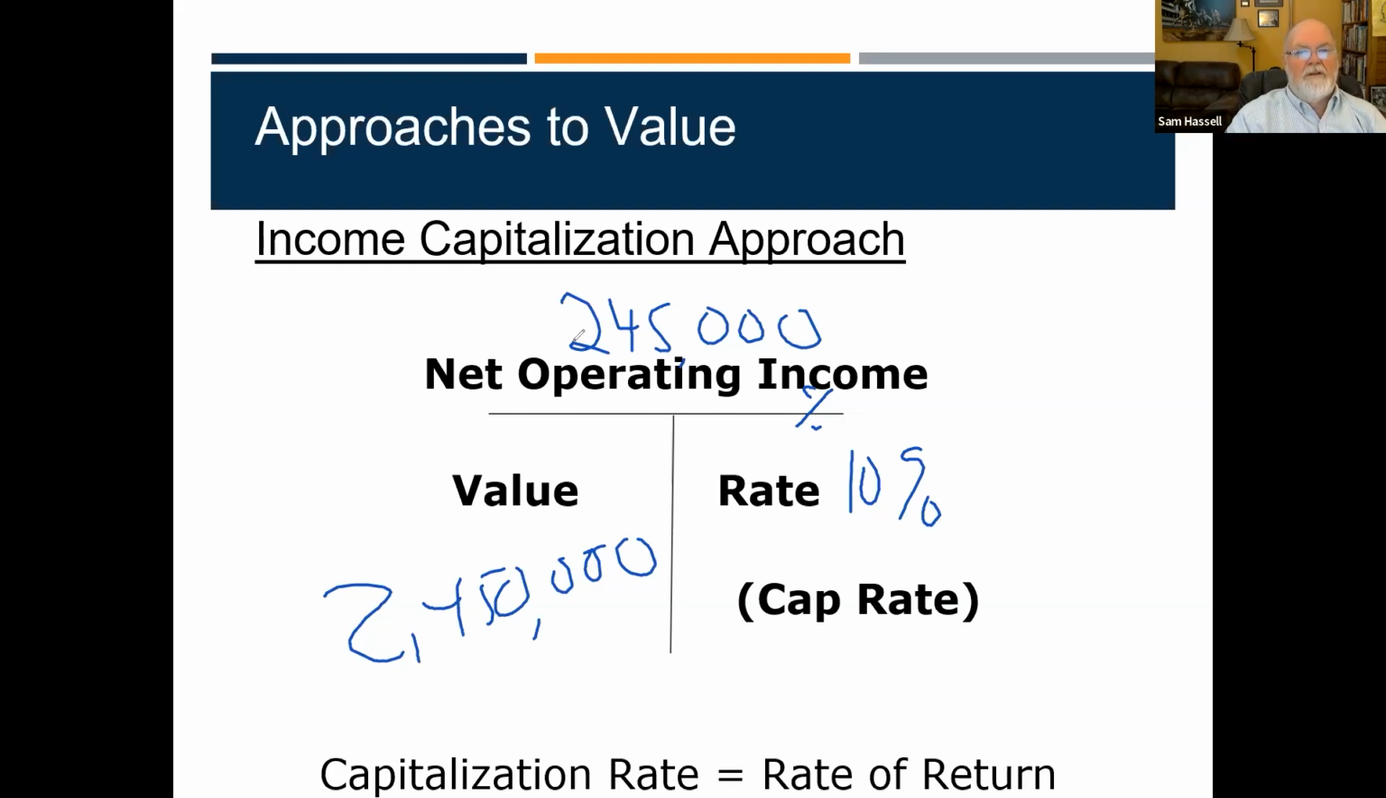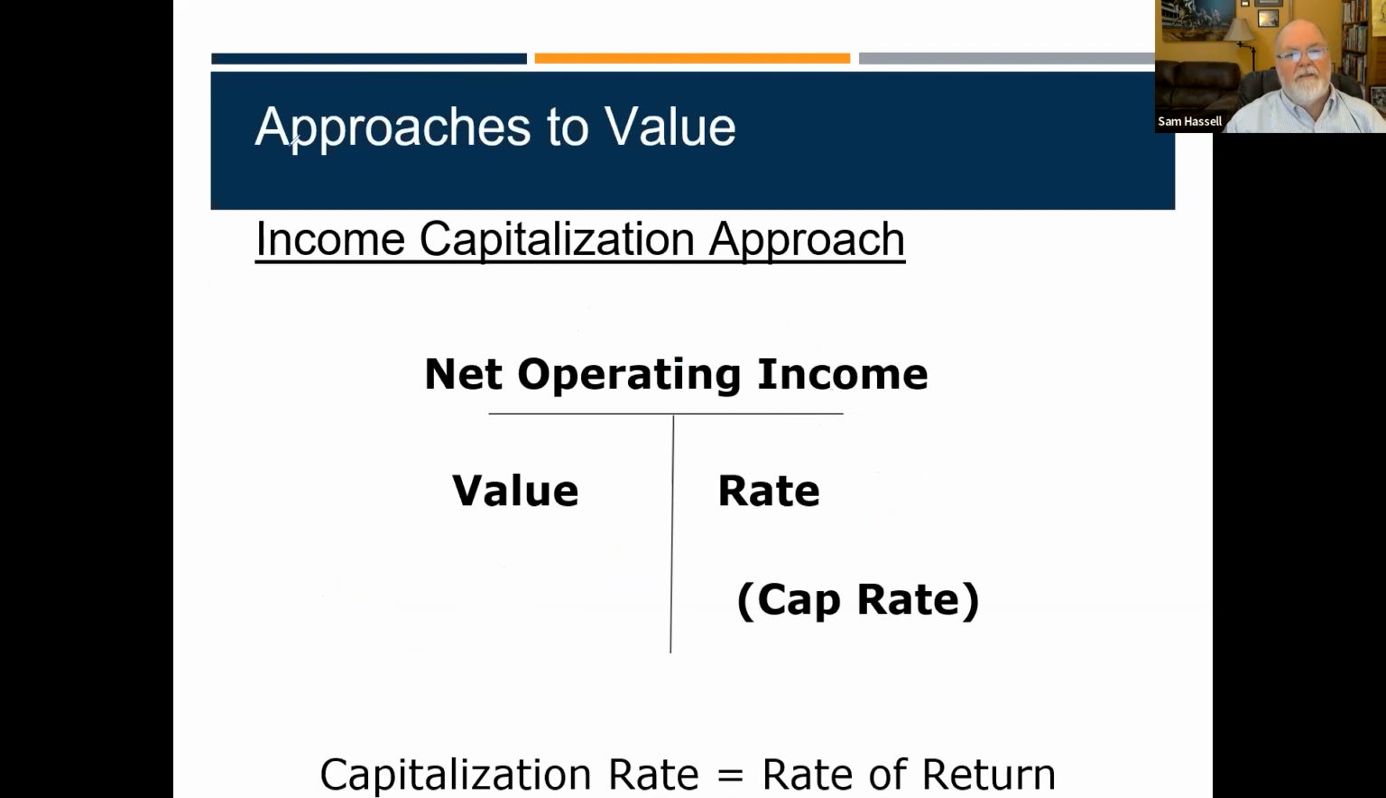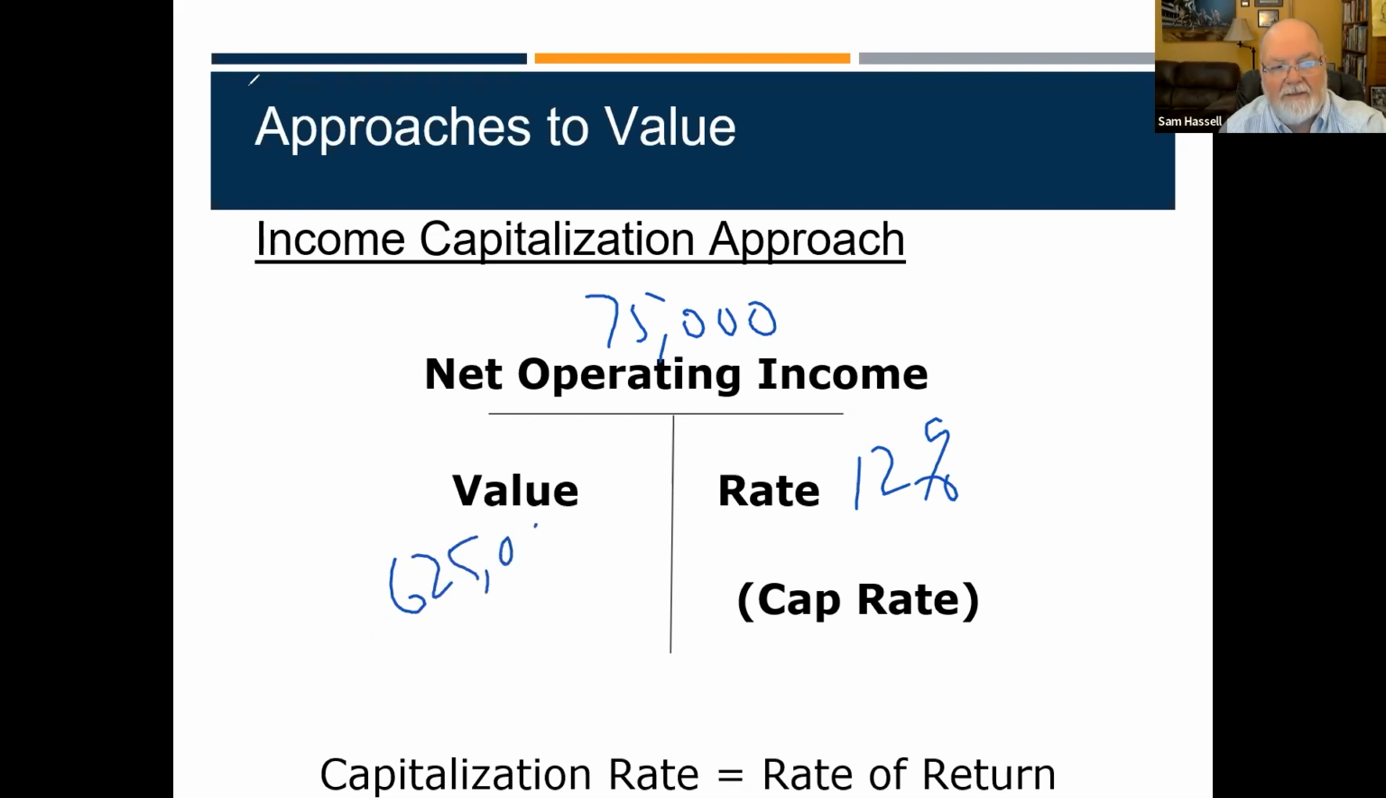So somebody tell me the value. If I clear this off, if I had net operating income of $75,000 and I want to work at a 12% annual rate, somebody tell me what the value of my building is. Divide that, 75,000 by 12%, $625,000. That will be the value.